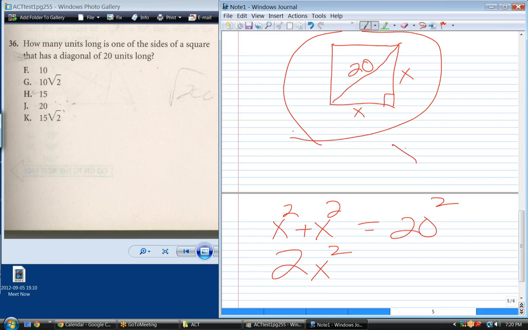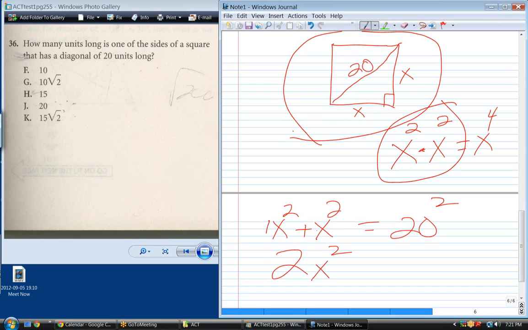Right, it's not the same as x squared times x squared. x squared times x squared would be equal to x to the 4th. But notice this is multiplication here, and what we're doing in this problem is addition. So if I have one apple and I add another apple, I get 2 apples. So we have 2x squared equals 400.